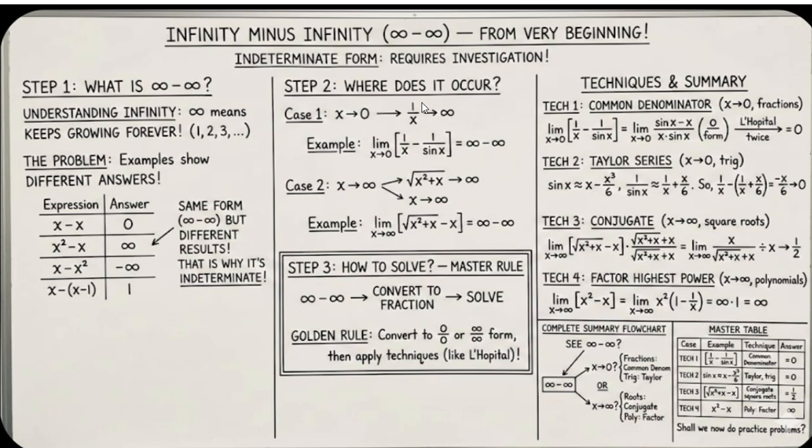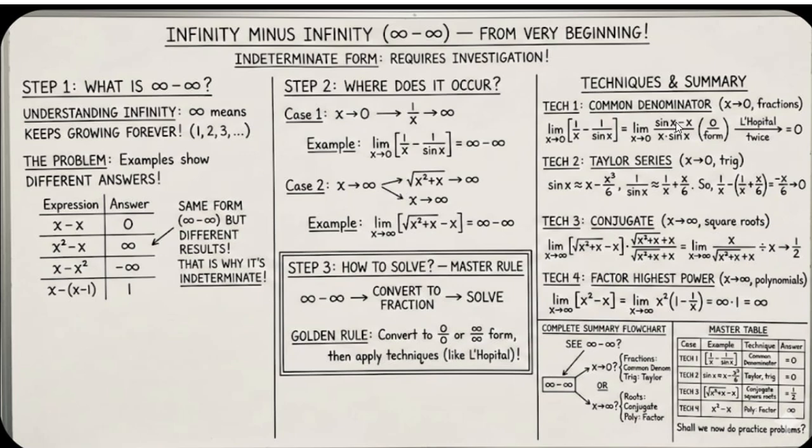How can we solve it? Take an example. If x tends to 0, 1 by x tends to infinity. Suppose they ask us to find the limit of 1 upon x minus 1 upon sin x as x tends to 0. Definitely this becomes an infinity minus infinity case. How to convert it? We have to convert it into a single fraction and then solve it. That means we convert into 0 by 0 form or infinity by infinity form and apply techniques like L'Hopital's rule.